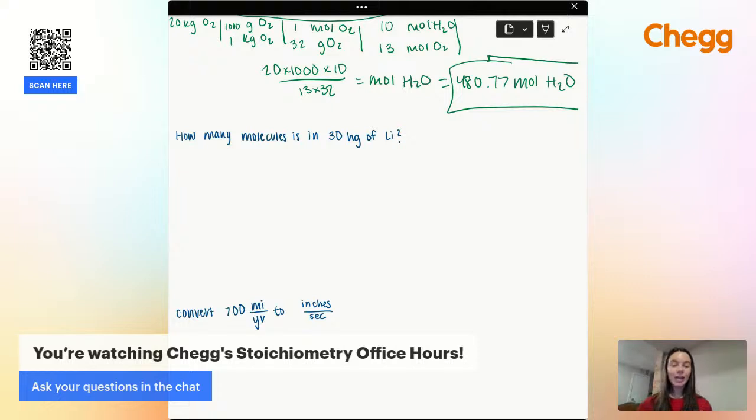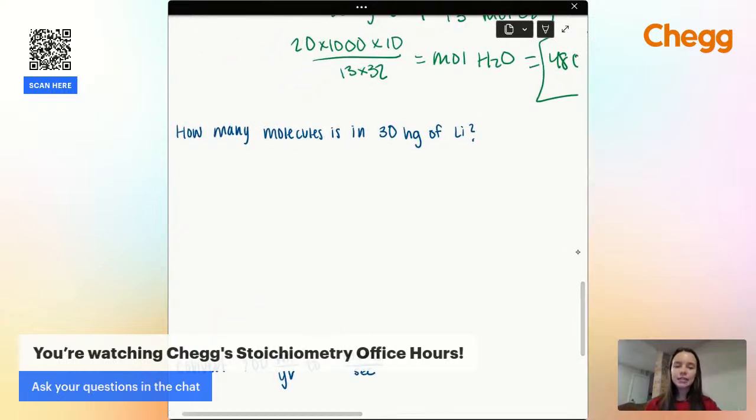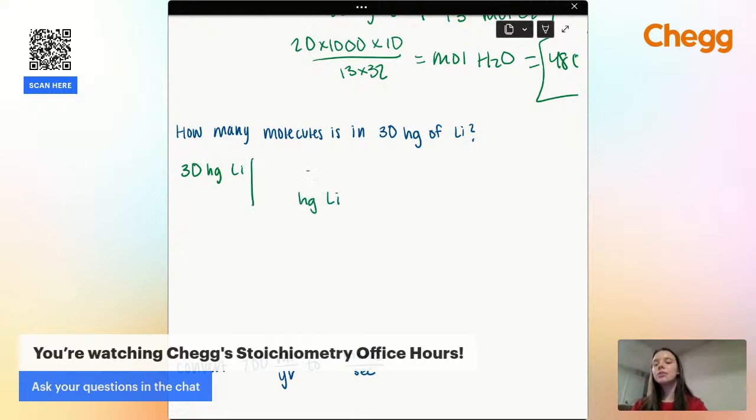All right. 5, 4, 3, 2, 1. So we want to go from hectograms of lithium to molecules of lithium. There are quite a few steps in this, so if we didn't get it done in the 1 minute, very understandable. We're going to start with what we're given, number 1 rule of stoichiometry. So we start with 30 hectograms of lithium. We want to go from hectograms of lithium to grams of lithium.